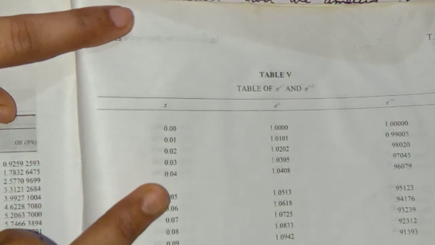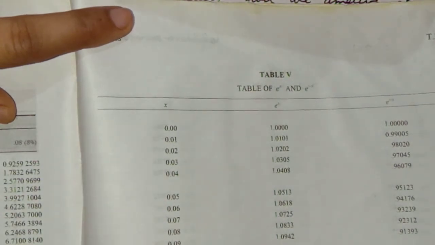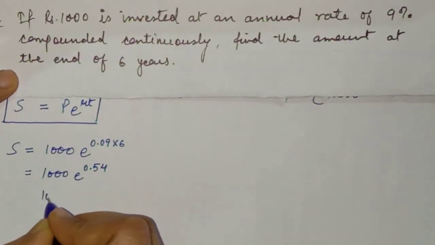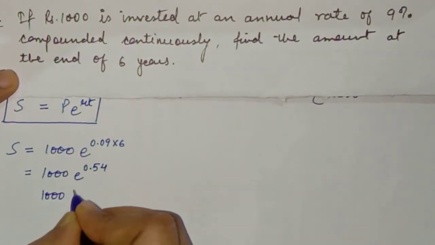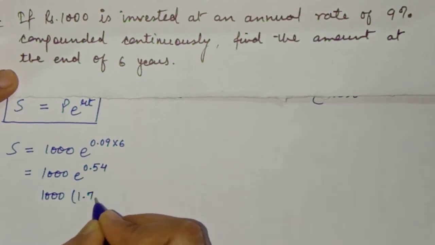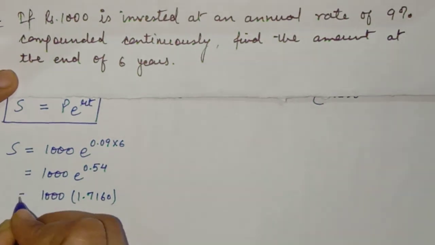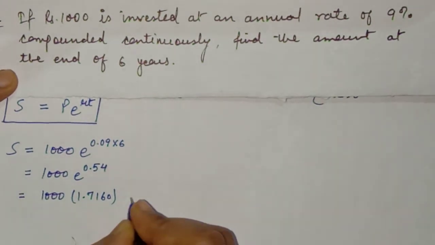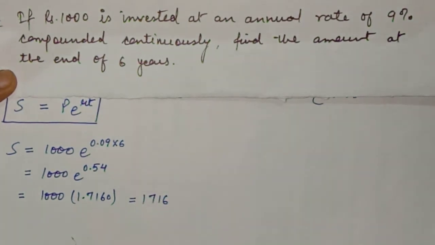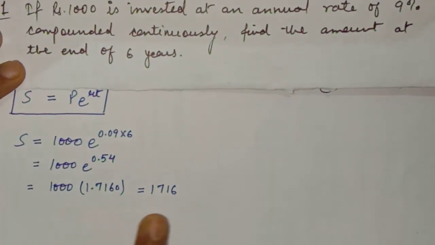So I'll see here and write the value. The value of e raised to the power 0.54 is equal to 1.7160, and multiplying these two I am getting 1716. So this is the amount that we'll have after 6 years when the rate of interest is 9% compounded continuously.